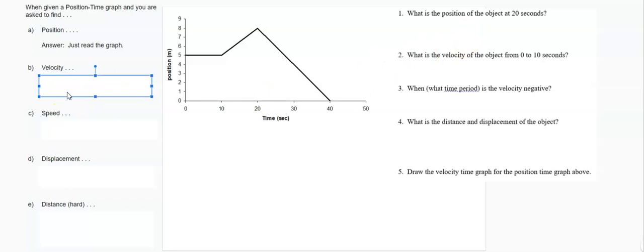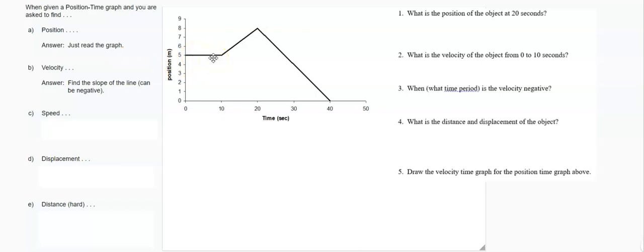Velocity is also kind of an easy one as long as you can memorize this. Velocity is simply the slope of the graph at the given time. Like it says from 0 to 10 seconds, it wants to know the slope of this line. Now be careful because the slope can be negative. For instance, over here between 20 and 40 seconds, that slope is negative. So velocity can be negative. The slope of this line from 0 to 10 seconds is 0, so the velocity is 0.